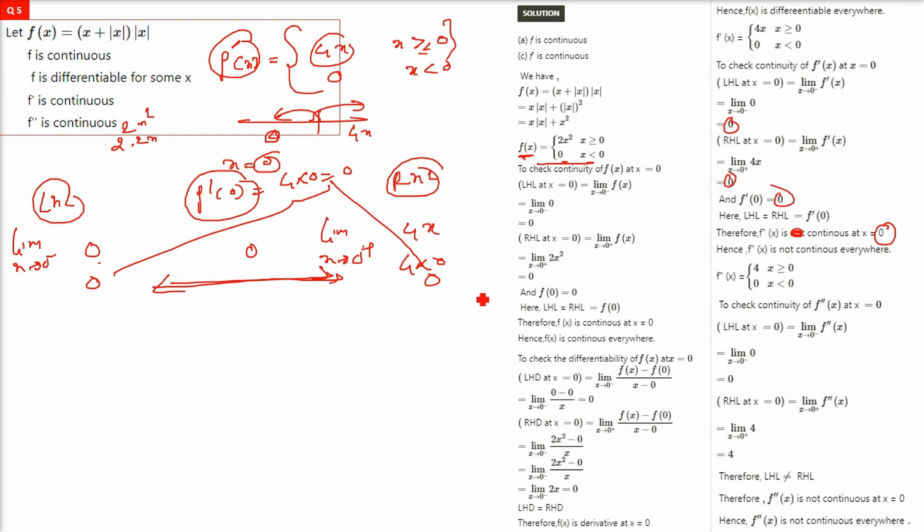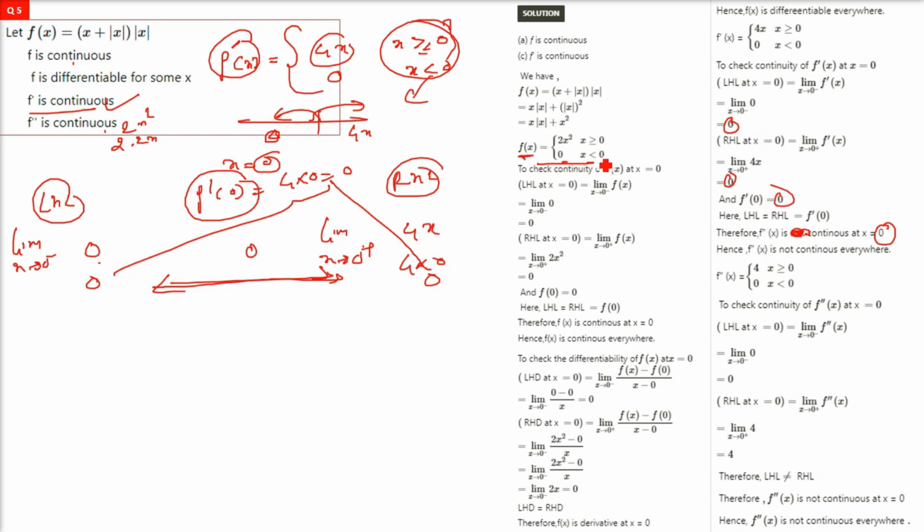Right? All are coming 0. Now coming to the f double dash x. F dash is continuous. Yes, you can say that f dash is continuous, because once you have checked the differentiability, you can always say that f dash is continuous. Because continuity is not the guarantee of differentiability, but differentiability, vice versa, is the guarantee of continuity. Right? Okay. So f is continuous is correct. F is differentiable for some x is not correct. F dash is continuous, we have checked it out. It is correct. Now coming to f double dash x.